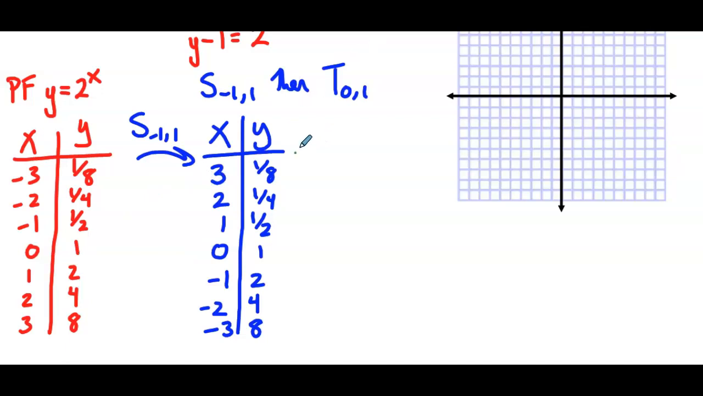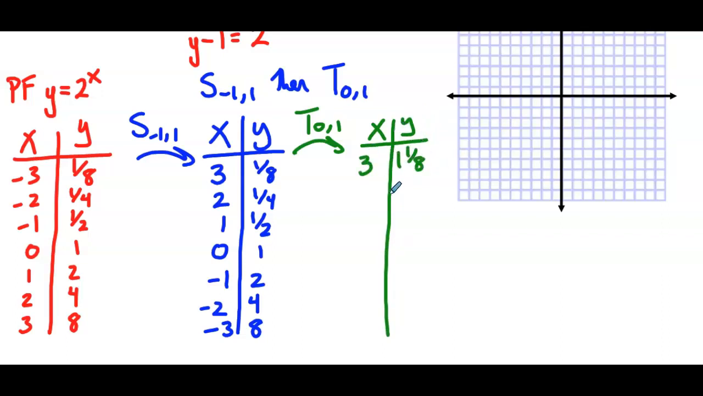And then we're going to follow that up with a translation of 0, 1. So we're going to add 1 to all of the y values. So 3, and then 1 1/8, 2, 1 1/4, 1, 1 1/2, 0, 2, -1, 3, -2, 5, -3, 9.